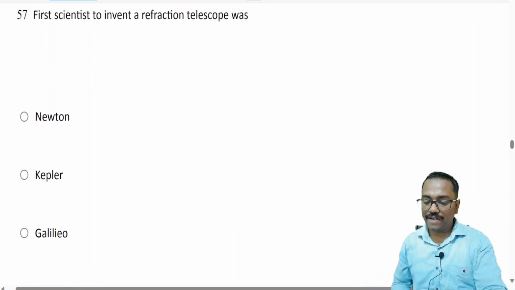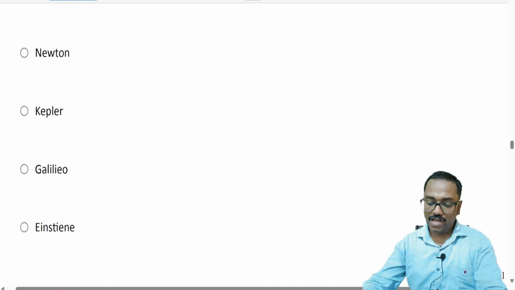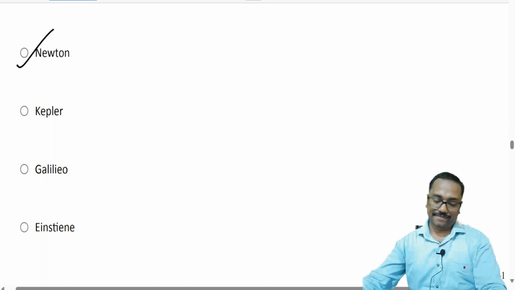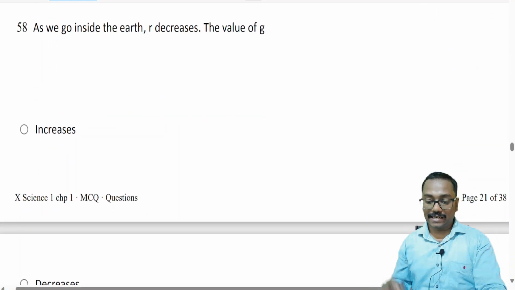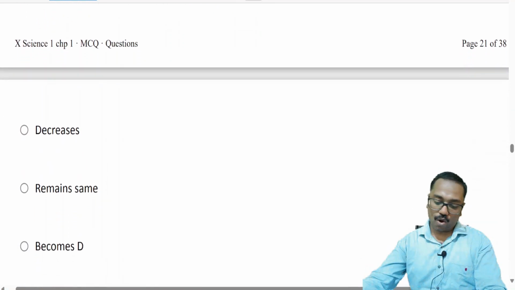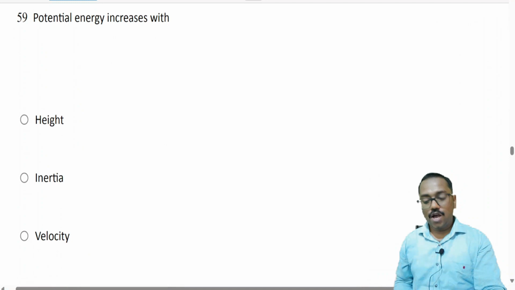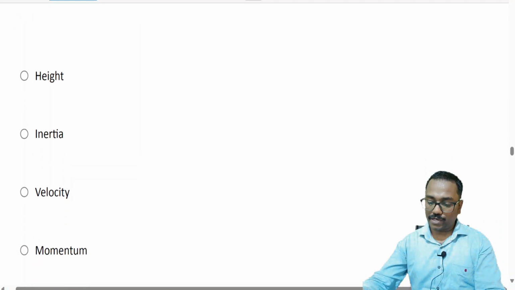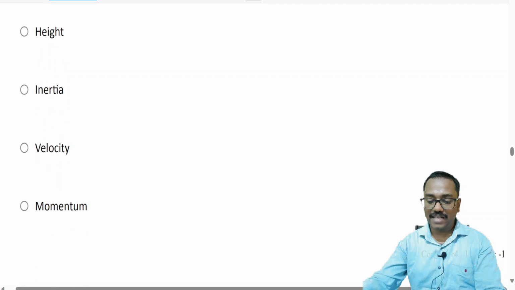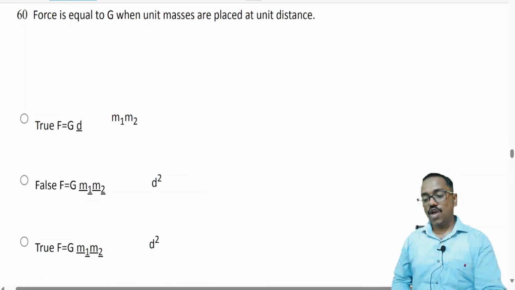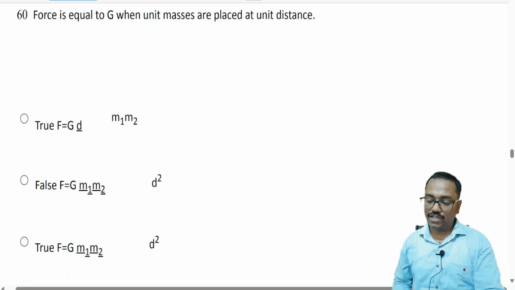57. First scientist to invent a refraction telescope. Newton, Kepler, Galileo, Einstein. It is Newton. Next, as we go inside the earth, R decreases. Okay, if the R decreases, so the value of R also decreases. Next, 59th question, potential energy increases with, potential energy increases with height, inertia, velocity, momentum. Its answer is height.